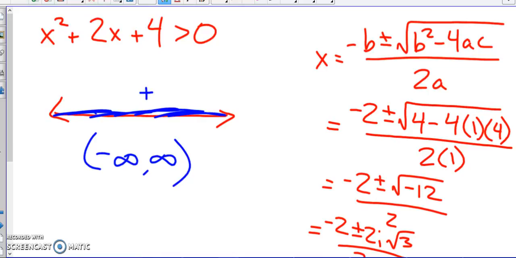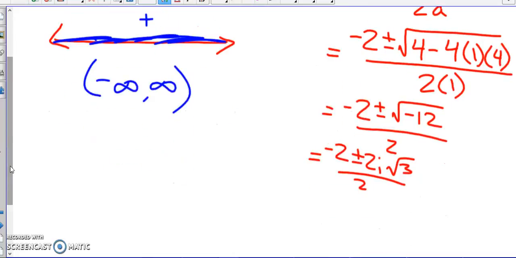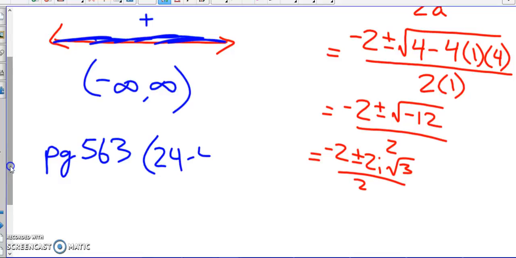The assignment that goes with this part is on page 563, 24 through 42 even.